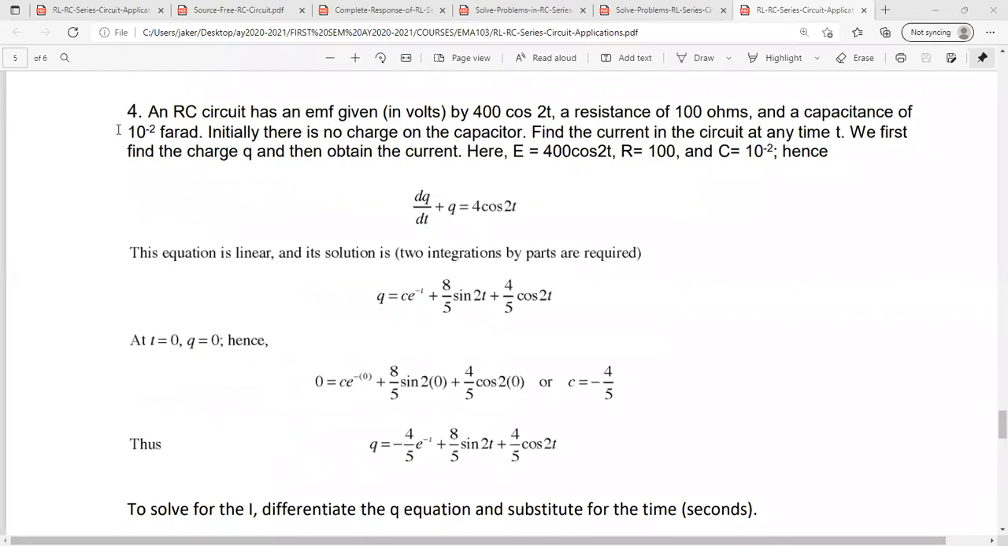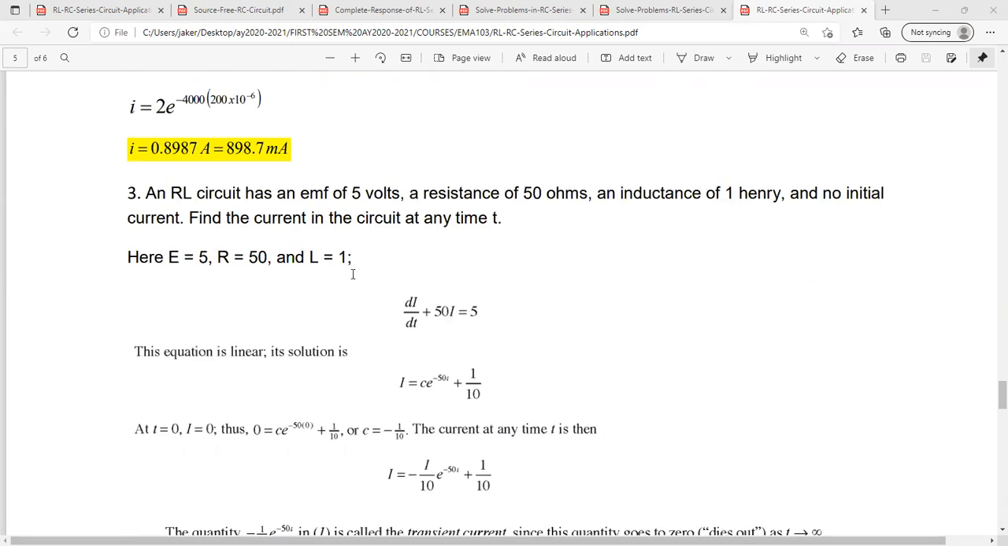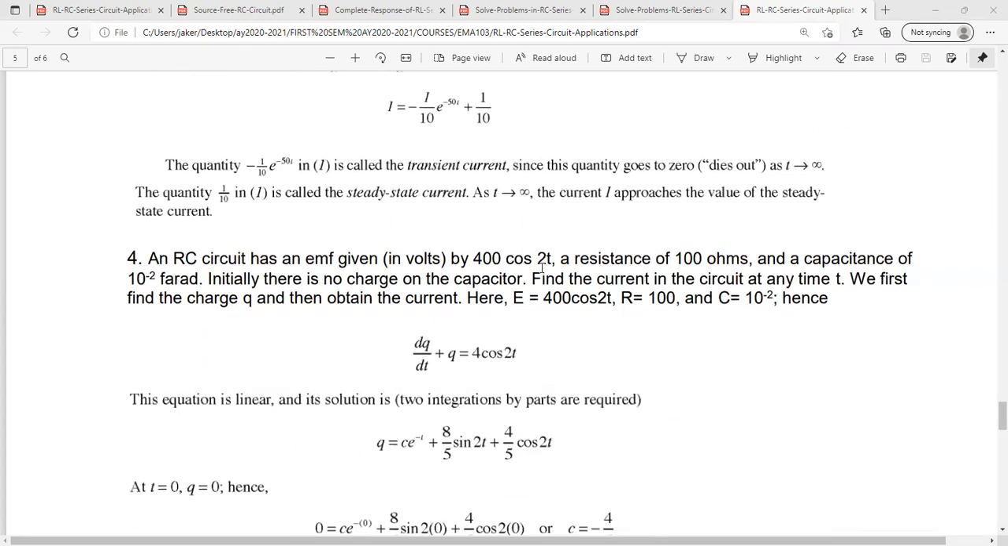Now we go to number 4. This time we go to an RC circuit, which is not source free in this case because it has an EMF. As I have mentioned to those who were present last meeting, your EMF is not constant. Here in sample problem number 3, the EMF is constant at 5. This one is a function of the cosine function. It could even be a function of the sine function. So in this case, your RC circuit is an AC circuit because the EMF changes with time. It's a function of time. If your EMF is constant, it's a DC circuit.